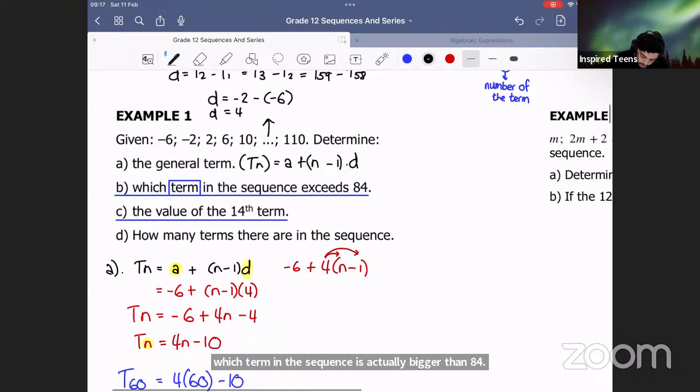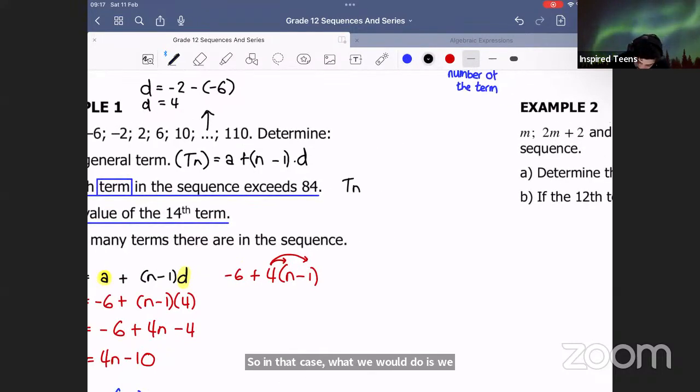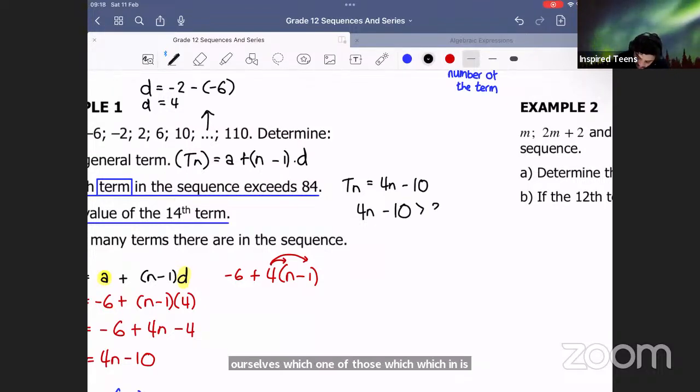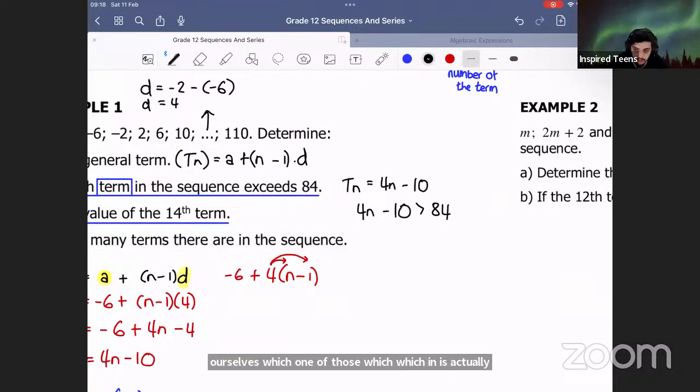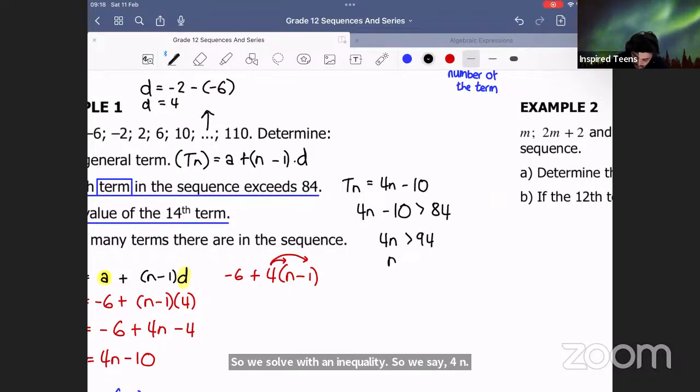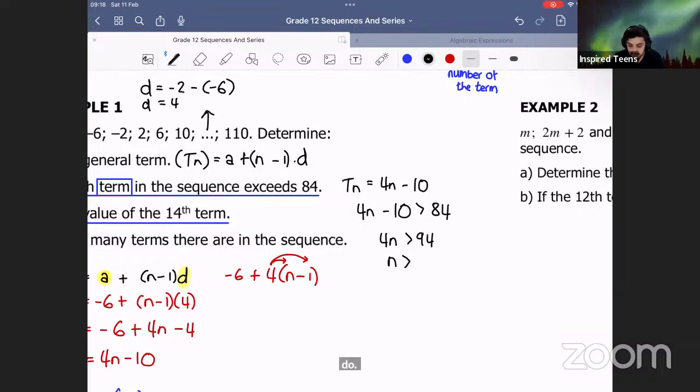So in that case, what we would do is we take our general formula, Tn, which is equal to 4n minus 10. Remember, 4n minus 10 is actually the value of the term, but expressed in terms of n. And we're going to ask ourselves which n is actually greater than 84. So we solve with an inequality. So we say 4n is greater than 94. And we say n is greater than, when we do the calculation, 94 divided by 4 is actually 23.5.